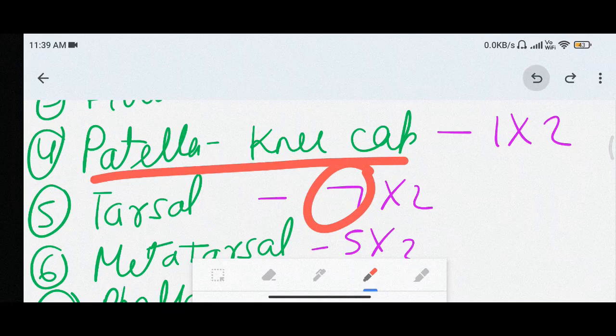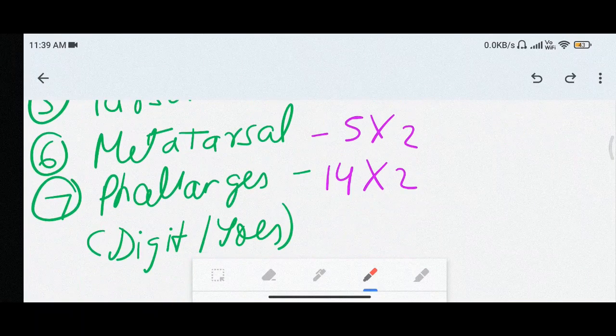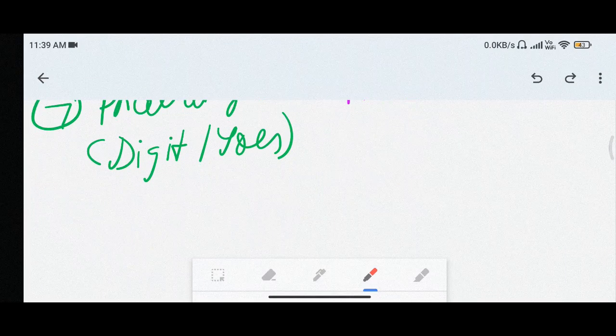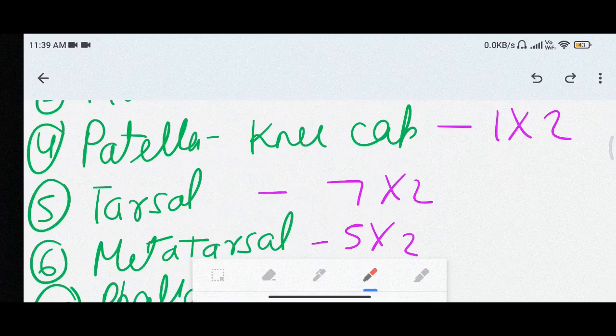So this is the whole classification of the human skeleton, and we have completed it.